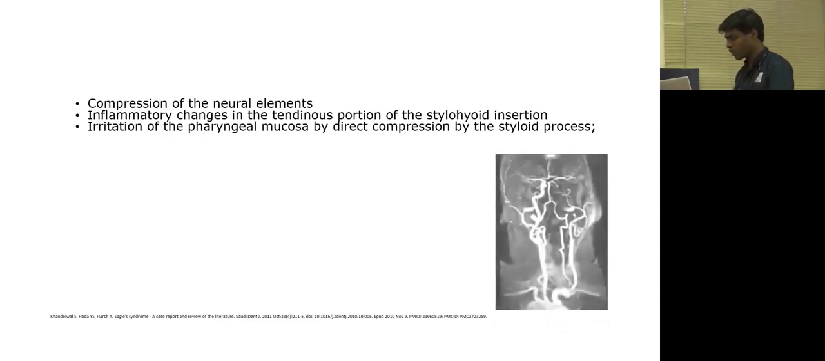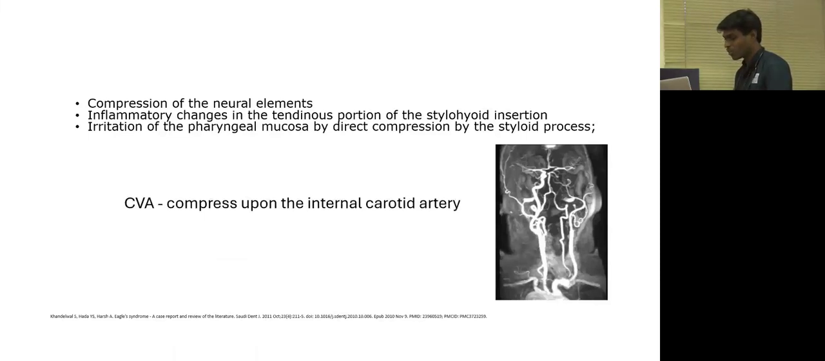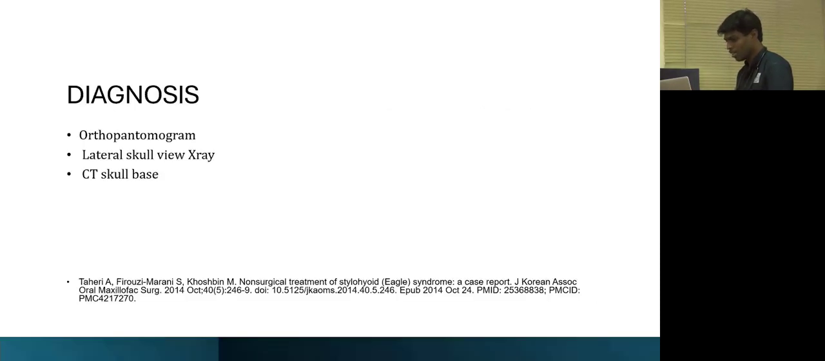In one case report, an elderly male presented with right hemiparesis. Angiogram showed non-visualization of the internal carotid artery. This case report states that a persistent long styloid process can lead to compression of the internal carotid artery, leading to CVA. This is a rare entity.